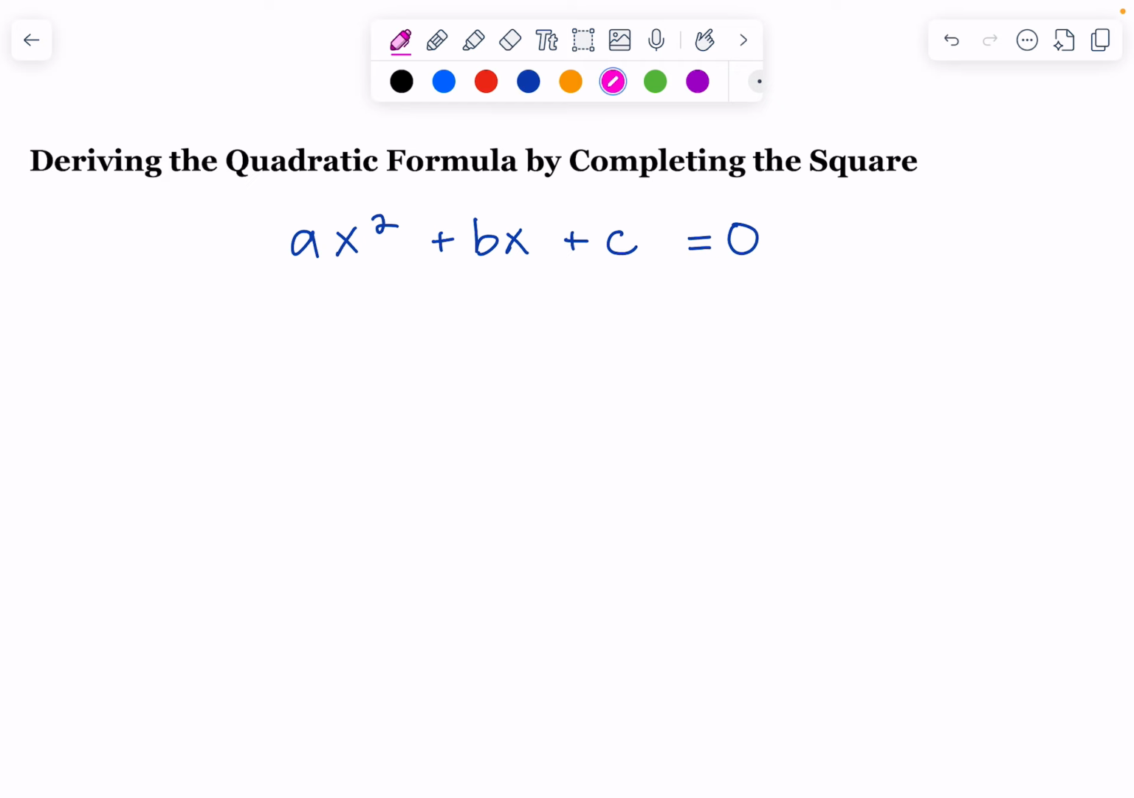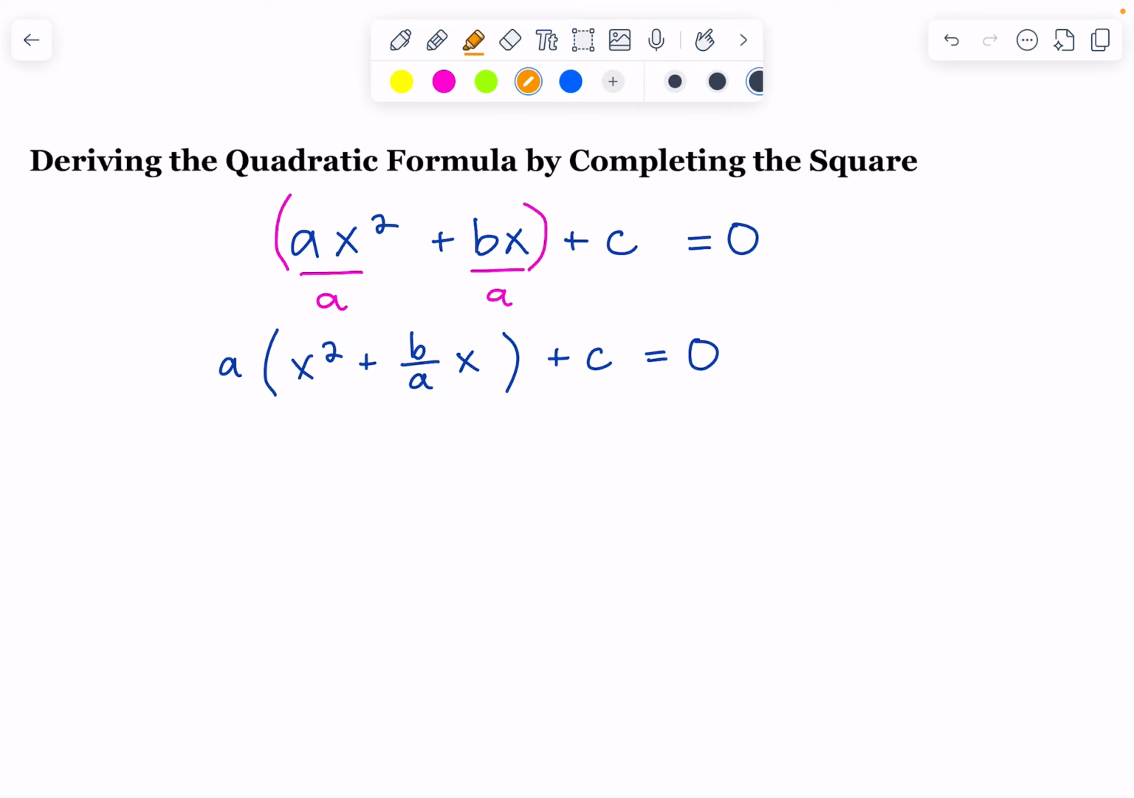The first step in completing the square is to separate these first two terms into their own group and divide out the leading coefficient. So we're going to divide out a from ax squared, and because bx is also in that group, we need to divide bx by a as well. When we do that, we're going to have a times x squared plus b over a x, plus c equals 0. Where b over a, because b and a are just real numbers, is just a fraction.